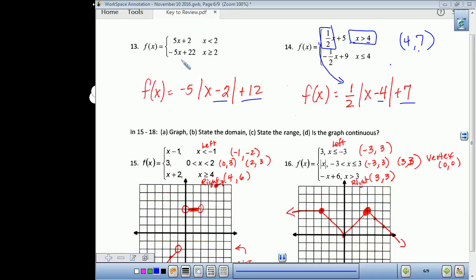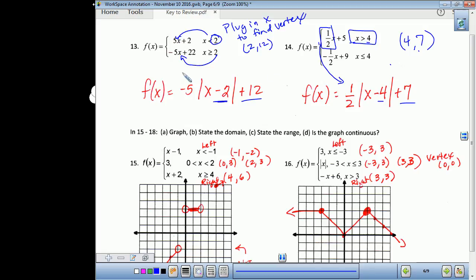Alright. Let's talk about number 13 now. We're finally there. If you're given a piecewise function and asked to create the absolute value function, the first thing you have to do is plug in the x to find the vertex. In this first problem, my x value is 2. When I plug in 2, I get 10 plus 2 is 12. What would happen if I picked this 2 and plugged it in here? I get 12. So it doesn't matter. Now we have the vertex.